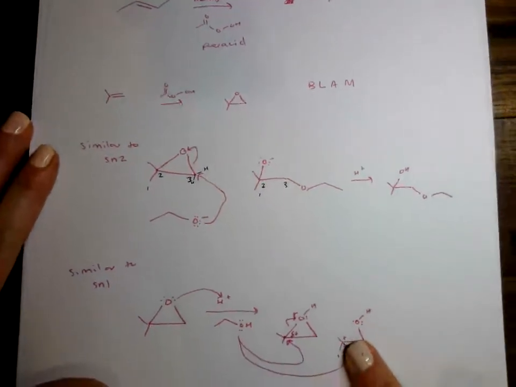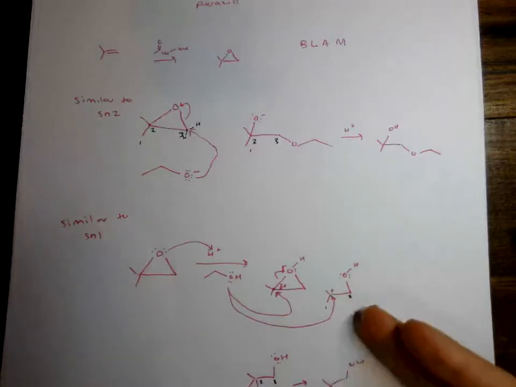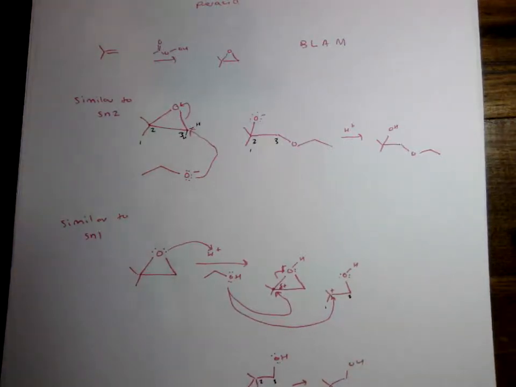And this carbocation, remember, doesn't actually form. It's just kind of a placeholder that I put in to help students see why it attacks the more substituted carbon as the acid. The base attacks the less substituted carbon because it's less hindered, just like an SN2.